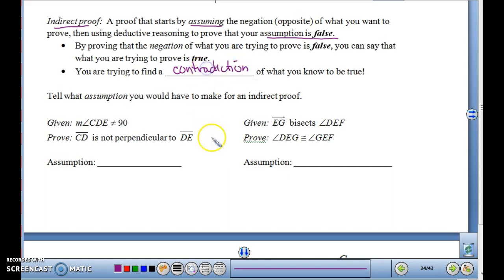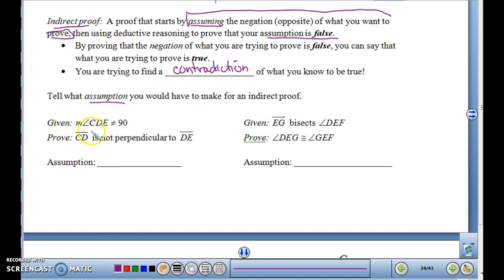So we want to prove that one of the statements that we made is actually false by the assumption. If the assumption that we made is false, that means that's wrong, and therefore the opposite of it must be true. So when you make an assumption, you want to assume the opposite of what you're trying to prove. Okay, so let's make an assumption on here.